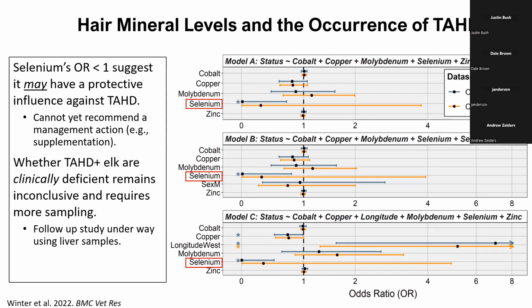We need to do more studies. We're doing one looking at liver levels. We've gotten a batch of livers that we'll be able to look at and have additional information. But the problem with doing something like supplementing is that we could be congregating elk and actually promoting transmission of the disease while we're hopefully trying to treat them. So stand by on that one.